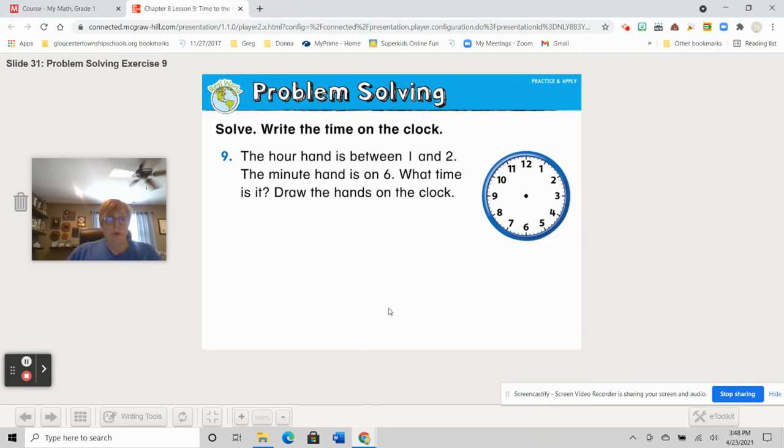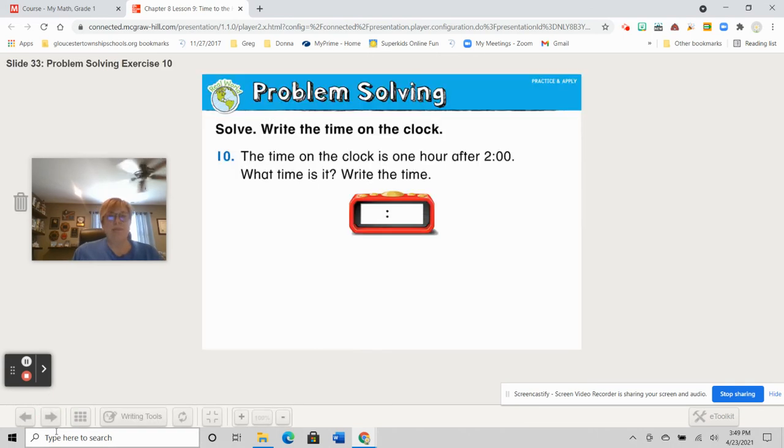And they want you to write the time on the clock. The hour hand is between the 1 and 2. The minute hand is on 6. What time is it? Draw the hands on the clock. Pause now. Okay, here we go. What time is that? 1:30. Very good.